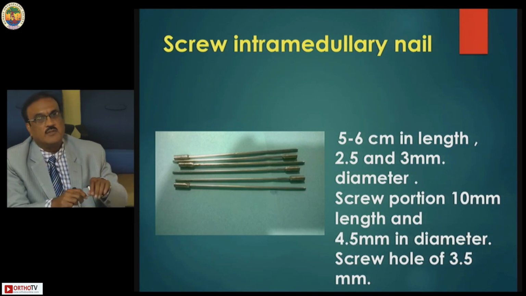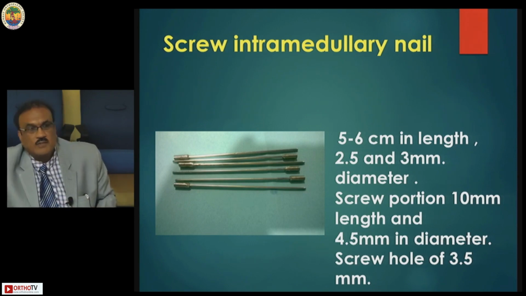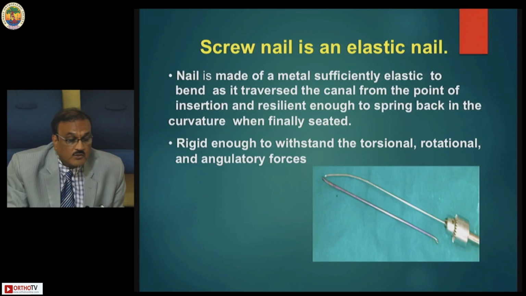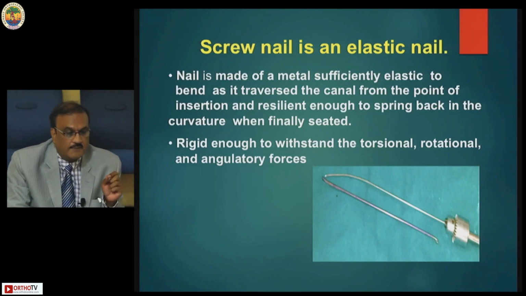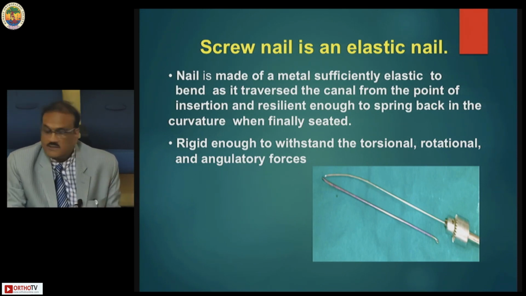but it should not be less than 2.5, otherwise it doesn't work, and should not be more than 3 mm, otherwise it is too stiff. So it should be between 2.5 and 3. So the screw nail is an elastic nail. The nail is made up of metal sufficiently elastic to bend. It traverses the canal from the point of insertion and is resilient enough to spring back into the curvature when finally seated.